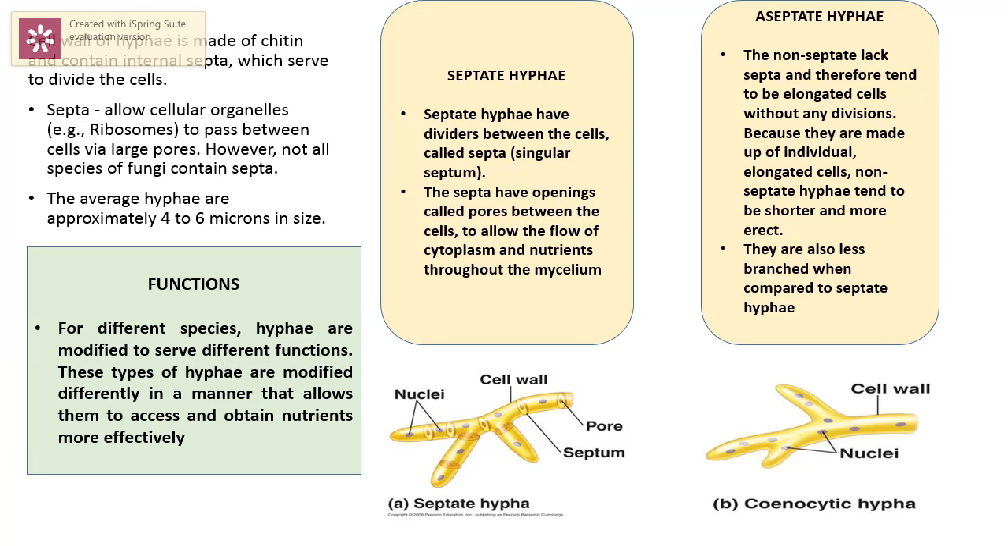Now septate hyphae, what is it? As you can see in the diagram, the septate hyphae have dividers between the cells, which are called septa. This septa has openings between the cells which allow the flow of cytoplasm and nutrients throughout the mycelium, and these pores in the septum wall or internal cell wall are known as the septal pores.